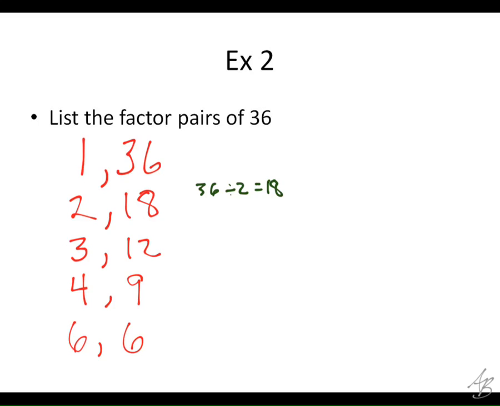So one way to find all the factors of a number is to list all the factor pairs and just take the numbers from the factor pair list. That gives you all the factors.